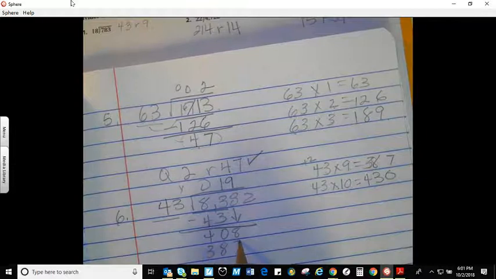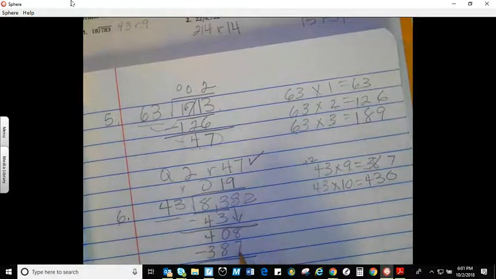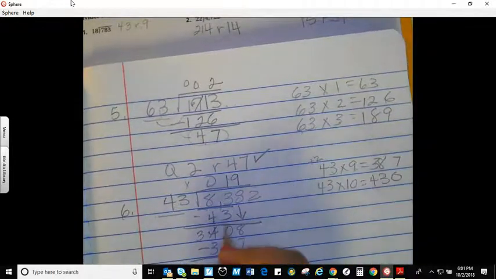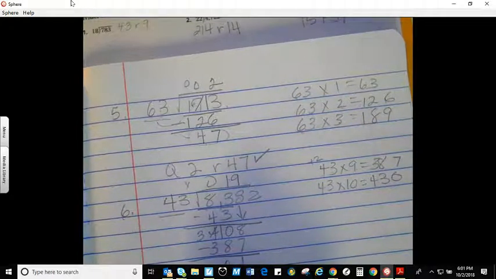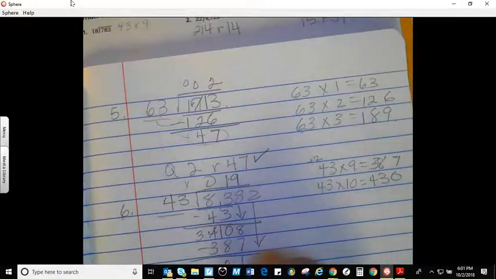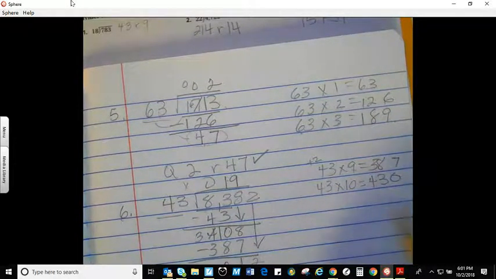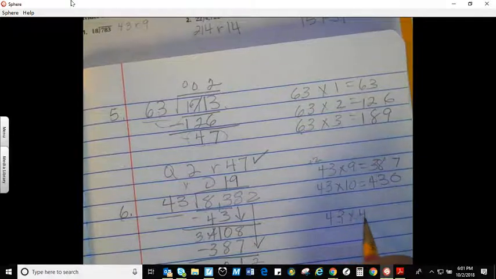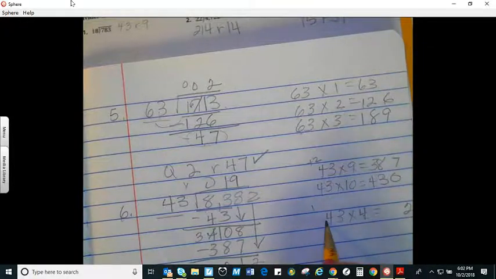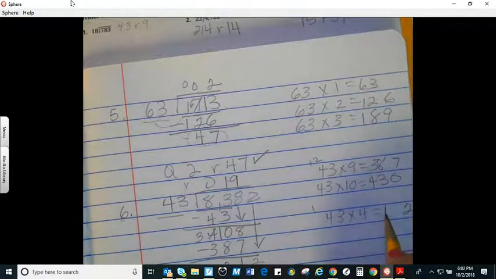Subtract that out. 8 minus 7 is 1. I can't take 8 out of nothing, so I need to regroup. That becomes a 3. Carry over my 1. 10 minus 8 equals 2. Bring down my next 2. I have 212. And I said that it was going to be 4. So 43 times 4 equals 4 times 3 equals 12. 4 times 4 equals 16 plus 1 is 17.